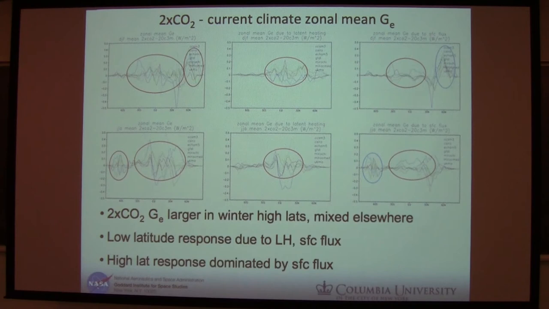Same plot as before, I'm just going to go through this. This is for rain data. GE is larger in winter, high latitudes. This is latent heating. Mostly due to surface sensible heat flux, as you can see. The low latitude response is due to latent heating, that's the latent heating difference, and it's the surface sensible heat flux difference. And high latitude response is dominated by the surface fluxes here, and also you see here in the winter.